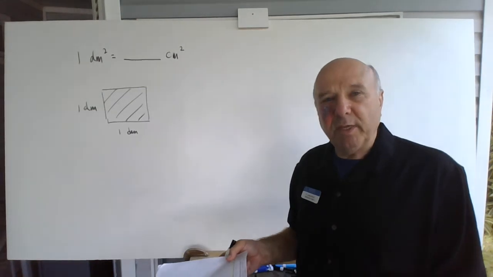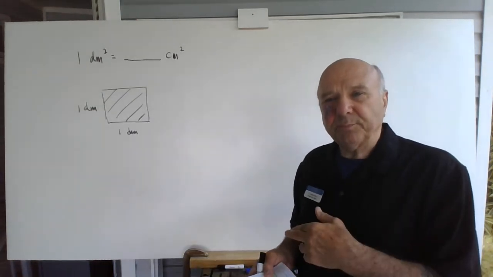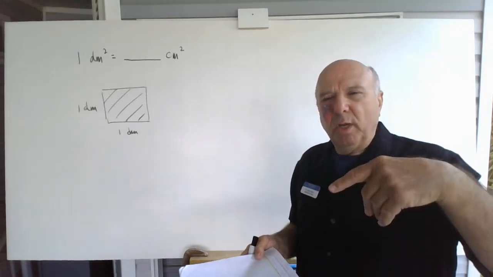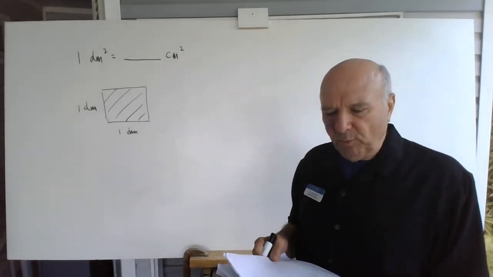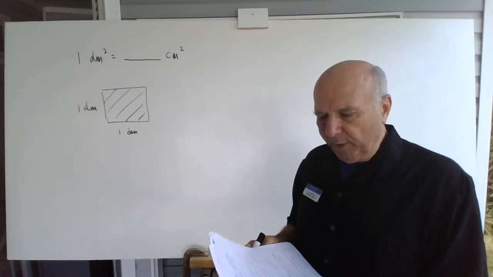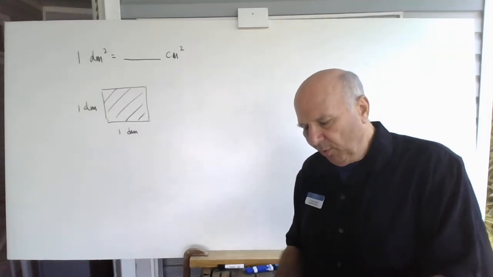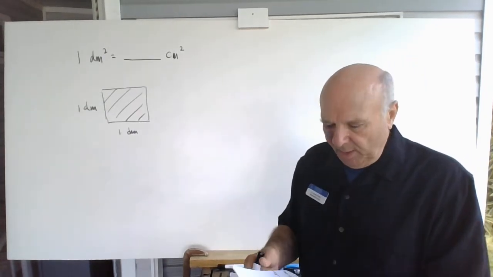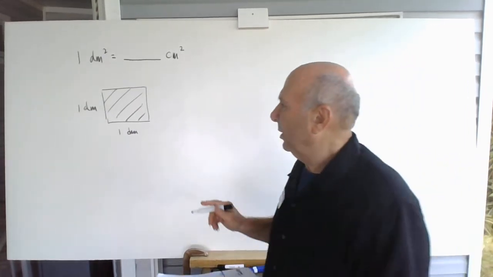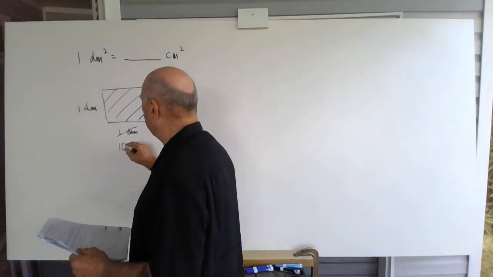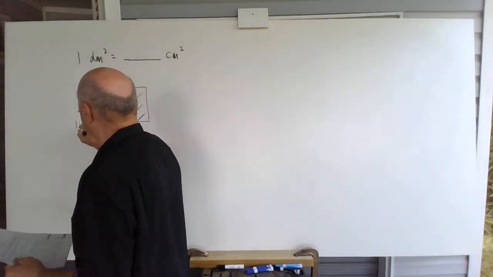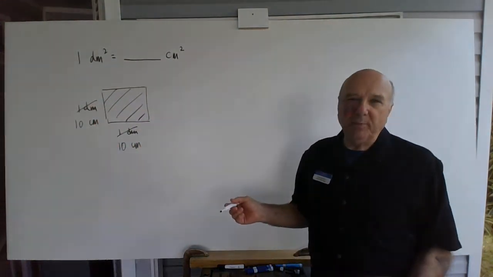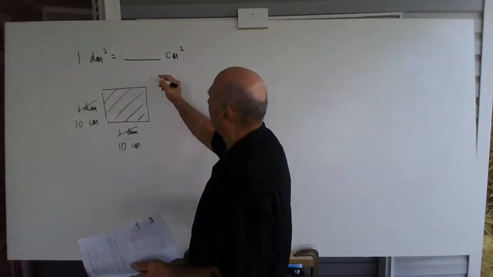To change it to centimeters squared, we have to change each dimension from decimeters to centimeters. So if we just were looking for 1 decimeter to 1 centimeter, if you looked on your table, to go from D to C, you go down 1 space, 1 power of 10. So that's multiplied by 10. So this will be 10 centimeters. And likewise, this will be 10 centimeters. So when I multiply them together, I get 100 centimeters squared.